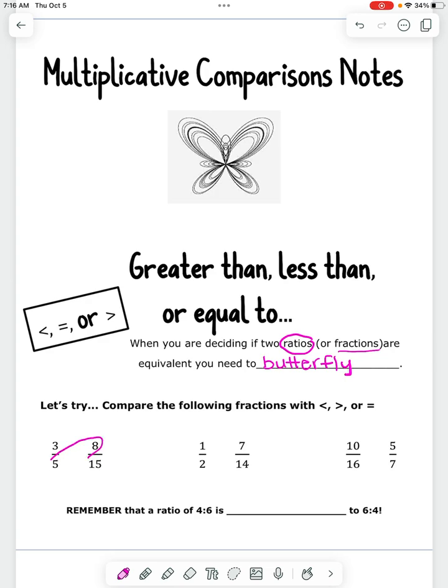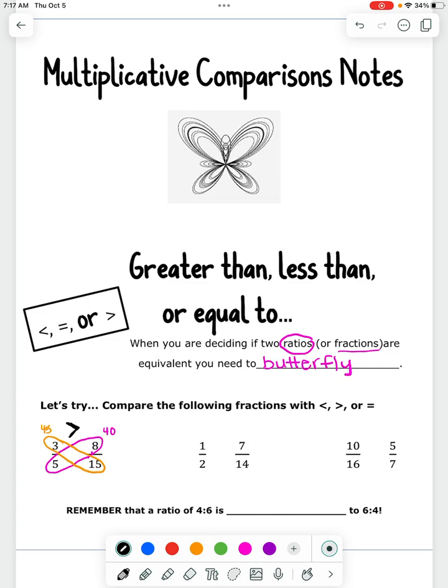When we butterfly, we're going to do 5 times 8, and that's 40. Okay, and then I can also do 3 times 15, and that is 45. So we obviously know 40 is not the same as 45, so we cannot use the equal sign. Now I can use my alligator mouth to choose which one is bigger. 45 is bigger, so my symbol would be this alligator mouth, because remember the alligator wants to eat the bigger number. So 3/5 is bigger than 8/15. Even though my numbers aren't bigger, that fraction is bigger than 8/15.